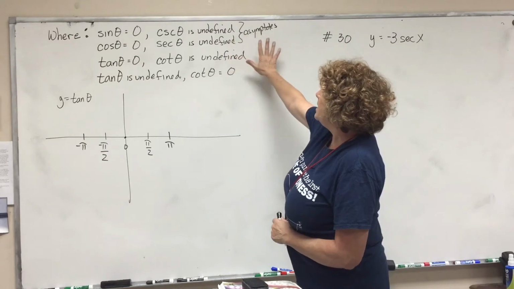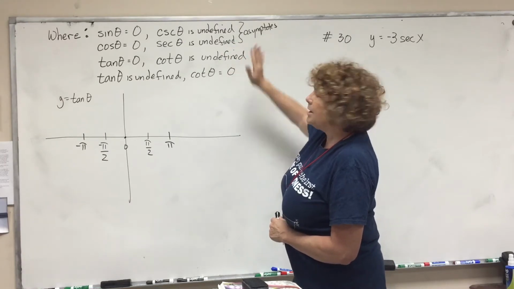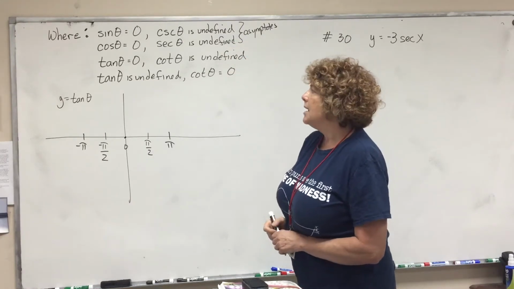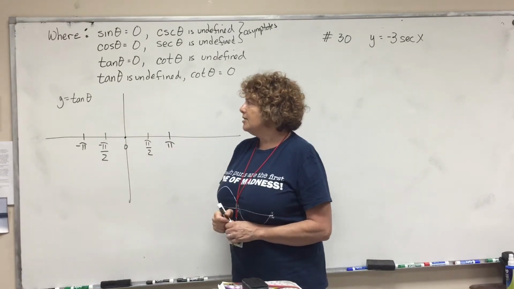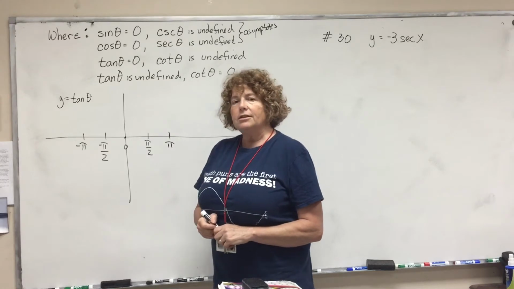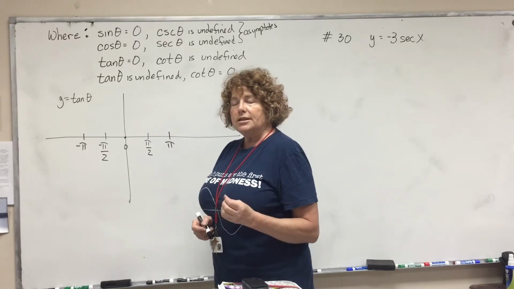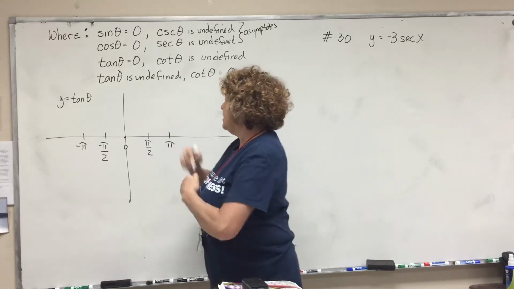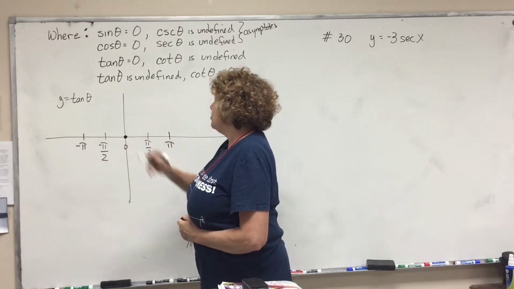So this is pretty much where you would find your asymptotes. So let's graph tangent of theta. First of all, what is the tangent of 0 degrees? Well, the tangent of 0 degrees is 0. So we would plot it right there.